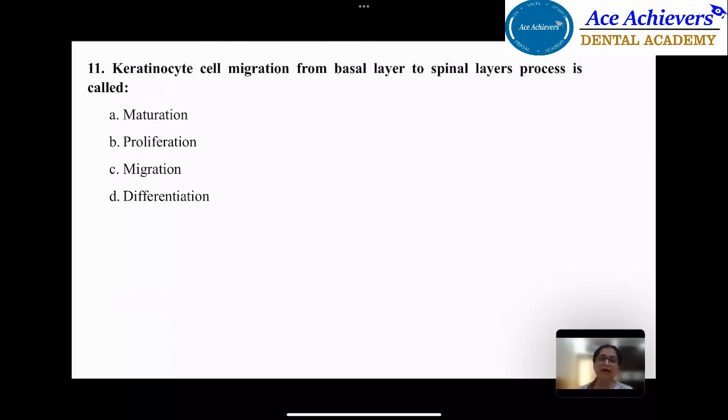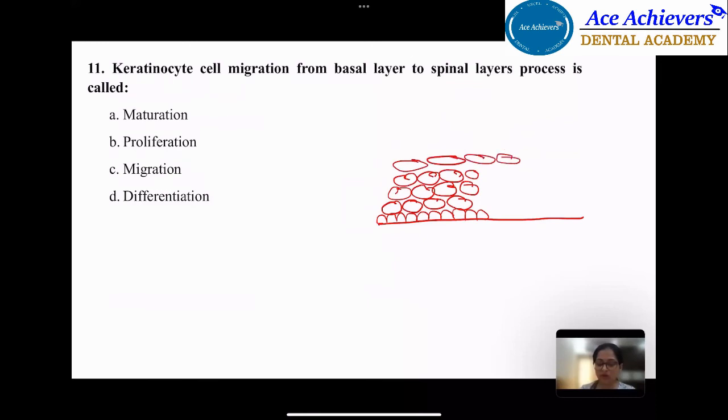We have the stratum basale, the lowermost layer present towards the basement membrane, that is the basal layer. Then you have the spinous layer. Over the spinous layer you have the granulosa layer, and over the granulosa you have the corneum layer. This is how it goes.